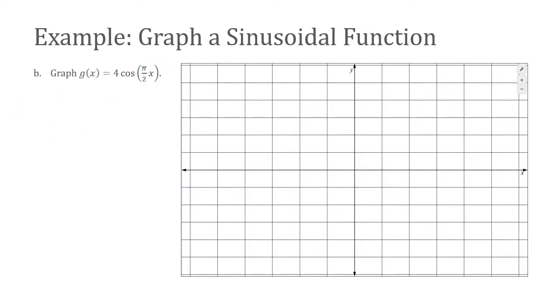Let's try another one. Graph g of x equals 4 times the cosine of the quantity pi over 2 times x. Okay, step 1. What is the amplitude? The amplitude is the absolute value of this number on the outside, which is a positive 4. And the fact that there's no negative tells me that there is no horizontal reflection.